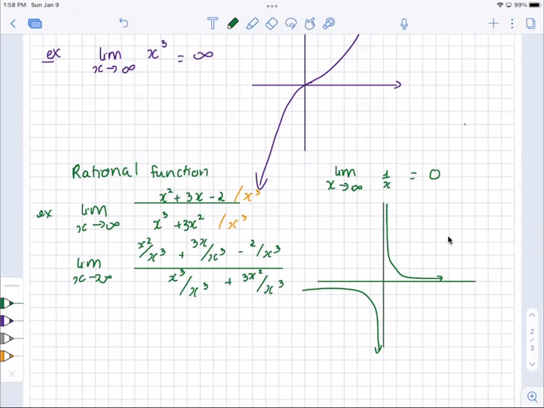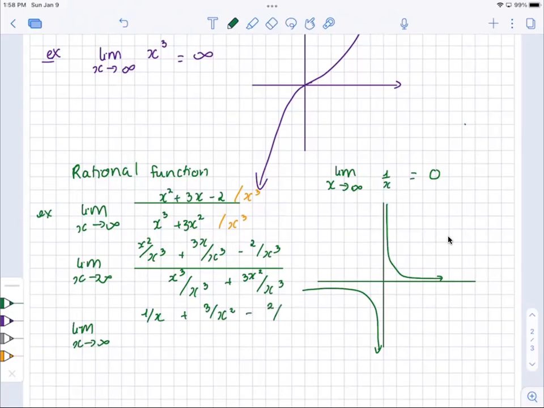Now that simplified a lot. Taking the limit as x approaches infinity, in this fraction right here you only have 1 over x, plus this fraction right here is 3 over x squared.